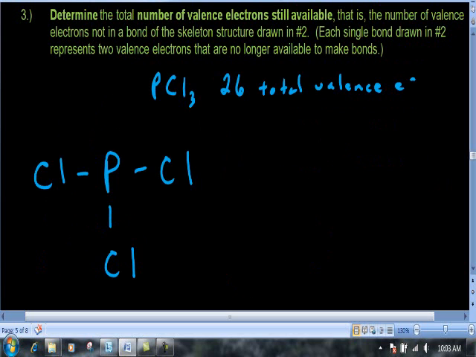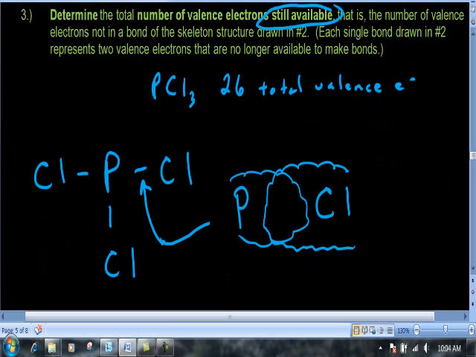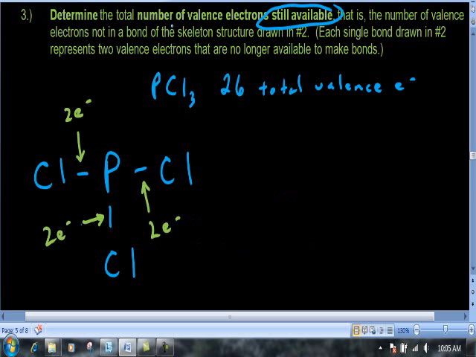Check. Our next step in the strategy is to find out how many valence electrons are what we refer to as still available to complete our valence structure. Each line that we've drawn represents a covalent bond, a single covalent bond. A single covalent bond is where the electron cloud of phosphorus is overlapping with the electron cloud of chlorine, and a pair of electrons is being shared between the 2 atoms. That creates what we call a covalent bond.